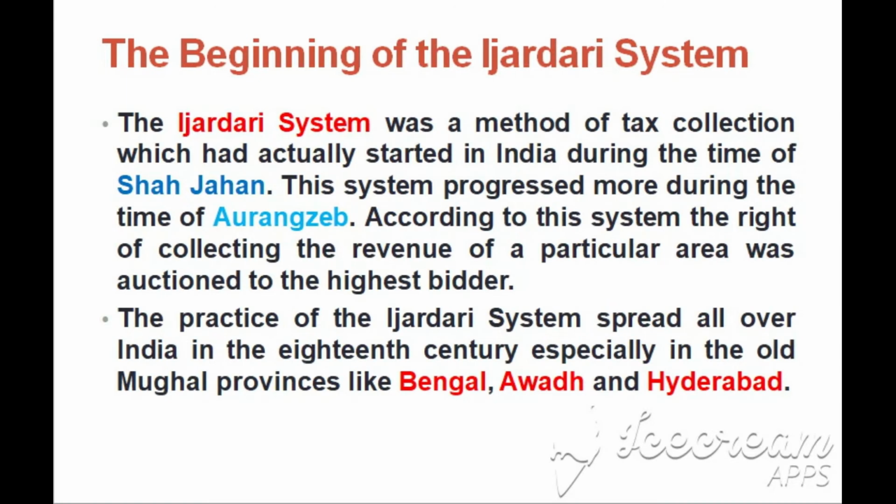The Ijardari system was a method of tax collection which had actually started in India during the time of Shah Jahan. This system progressed more during the time of Aurangzeb. According to this system, the right of collecting the revenue of a particular area was auctioned to the highest bidder. The practice of the Ijardari system spread all over India in the 18th century, especially in the old Mughal provinces like Bengal, Awadh and Hyderabad.